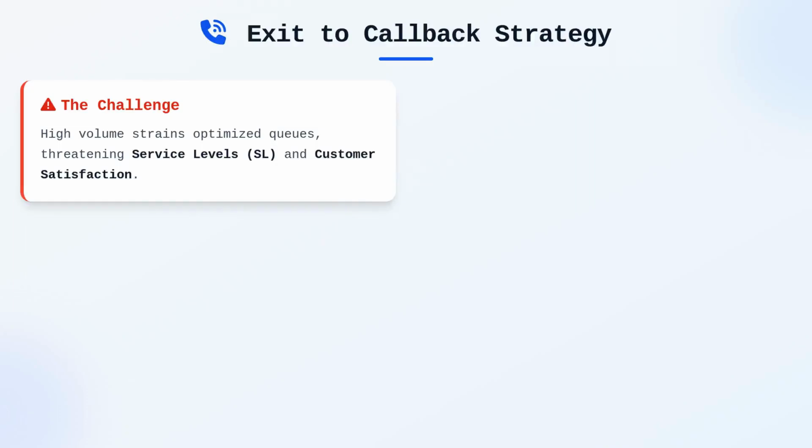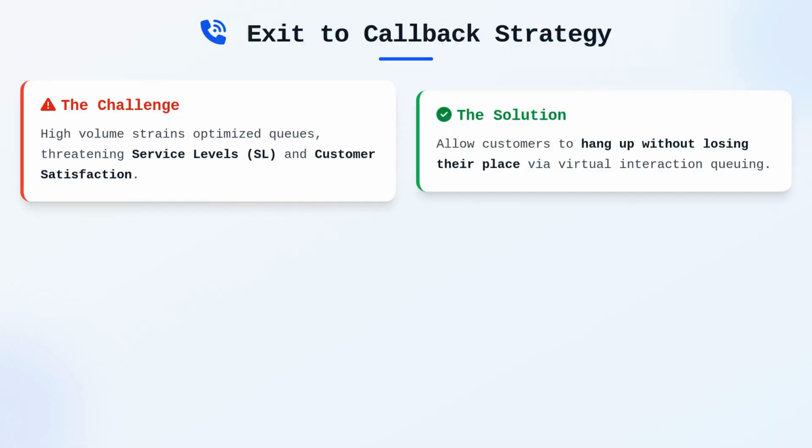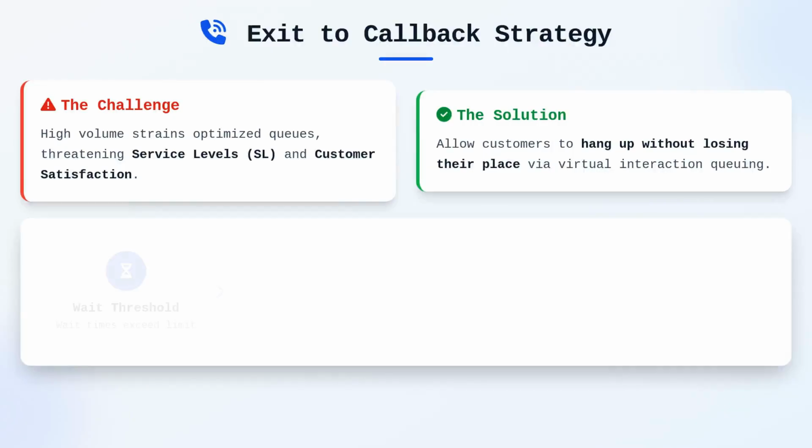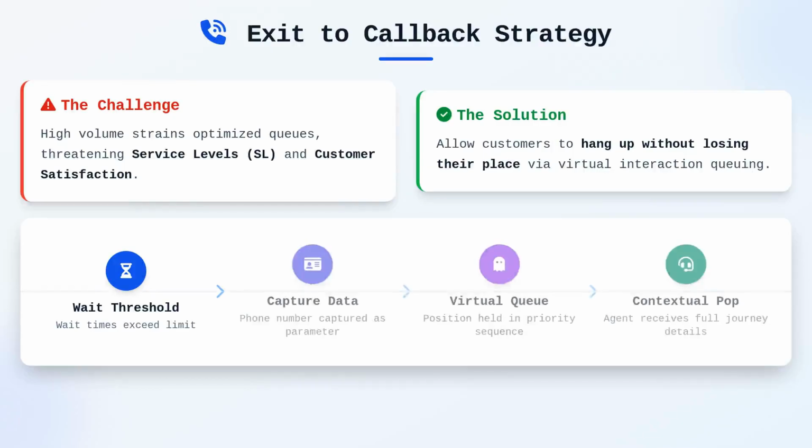High-volume scenarios often strain even the most optimized queues, necessitating the implementation of the exit-to-callback functionality to protect both your service levels and customer satisfaction. Instead of forcing a caller to remain tethered to the phone line when wait times exceed thresholds, you can offer them the option to receive a callback once a qualified agent becomes available. This feature works by capturing the caller's phone number as a parameter and queuing that request as a virtual interaction, allowing the caller to hang up without losing their place in the priority sequence.